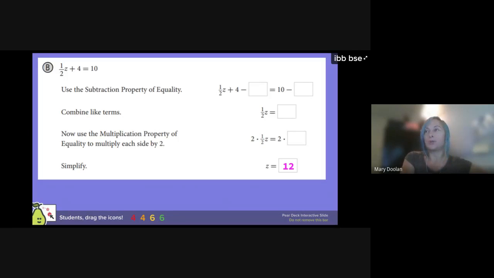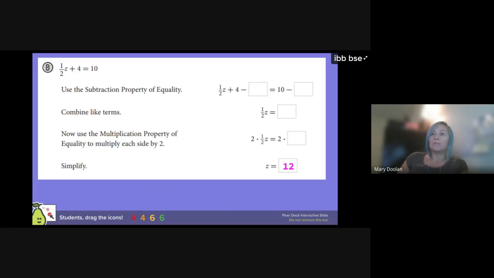So what you're going to do is go back to your Pear Deck slide. We have an equation. 1/2 z plus 4 equals 10. And on the first line, it says use the subtraction property of equality. So what should you subtract from both sides of the equation? You have some numbers down at the bottom. You have 4, 4, 6, and 6. You're going to drag the numbers into the 4 boxes where they go.